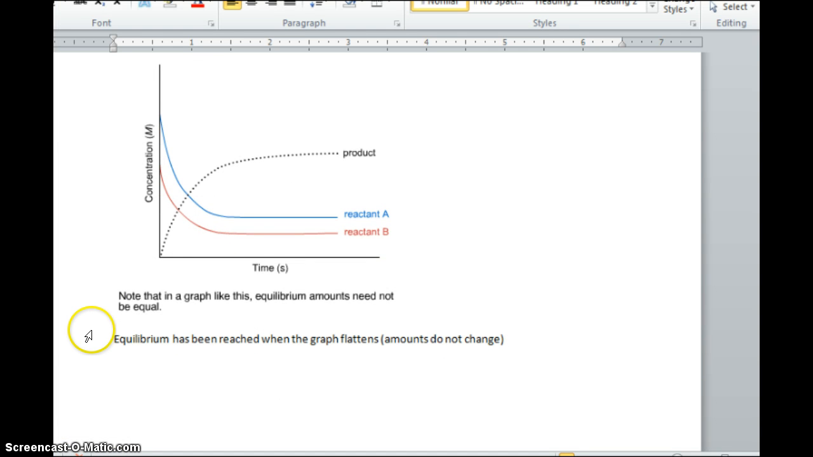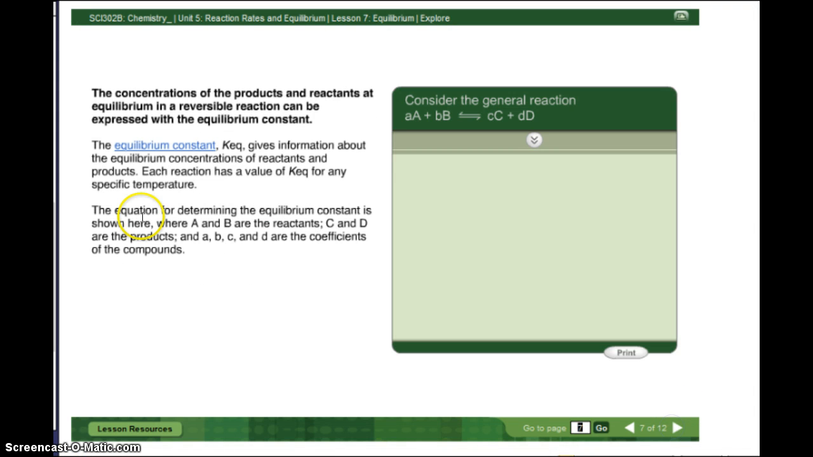So I just added the graph to our notes, and reminder, equilibrium has been reached when the graph flattens, or in other words, the amounts do not change. The concentration of the products and reactants at equilibrium in a reversible reaction can be expressed with the equilibrium constant, which is abbreviated K sub EQ. K just stands for a constant in math, and the sub EQ means that you're talking specifically about the equilibrium constant. So the equilibrium constant, or K sub EQ, gives information about the equilibrium concentrations of reactants and products.